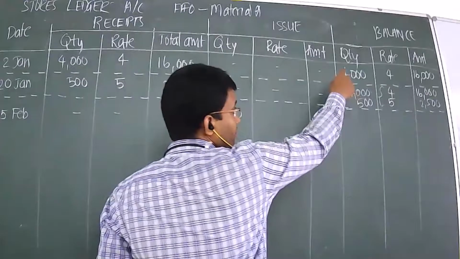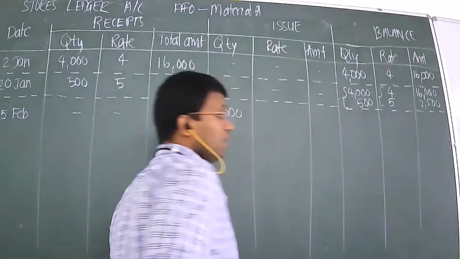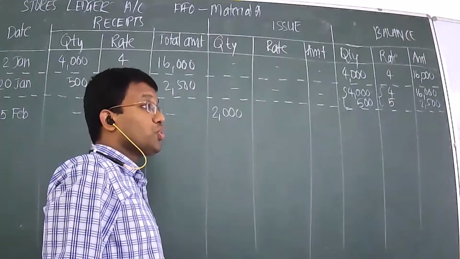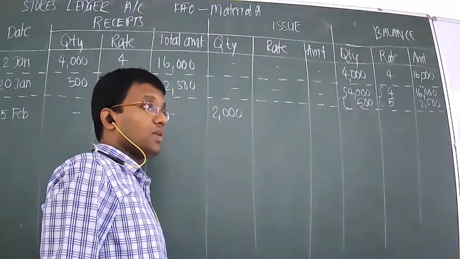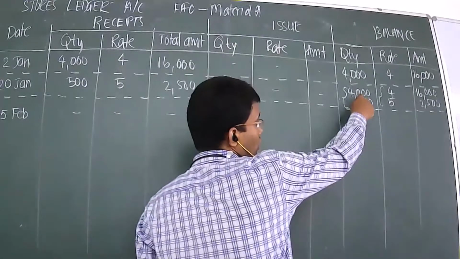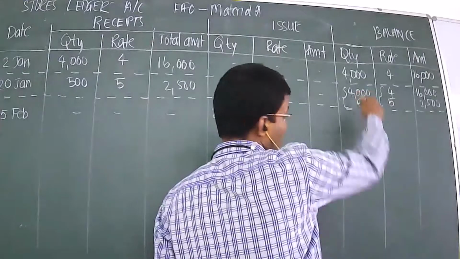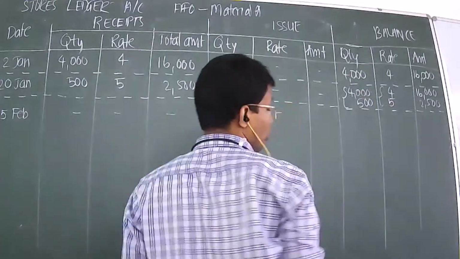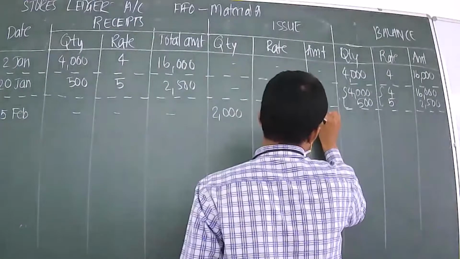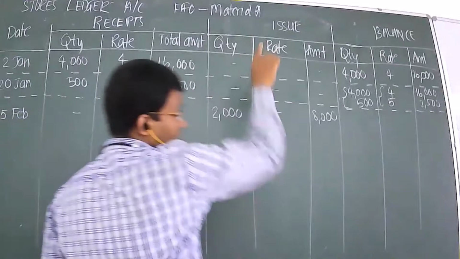So remember, this 4,000 that you see over here was what came in first for you. So that would be what you would have to be issuing first. Out of this 4,000, you are issuing 2,000. And what price did you get this 4,000 at? You got this at 4 rupees. So 2,000 into 4 works out to be 8,000. So we have completed the entry for issue.